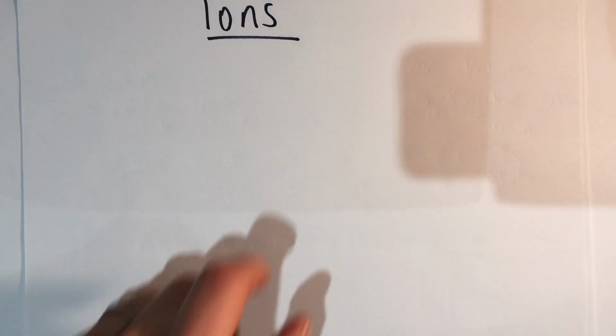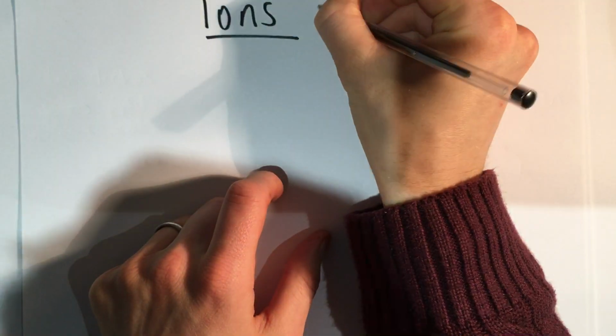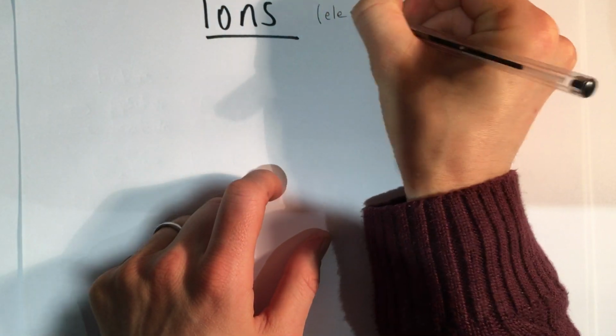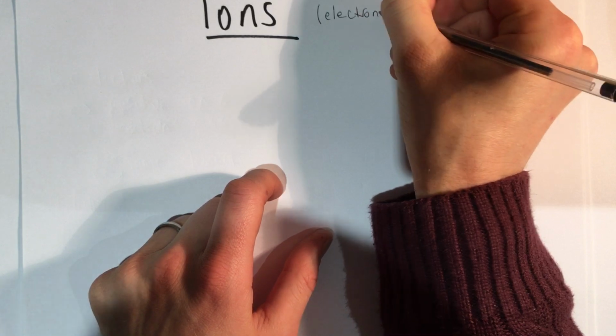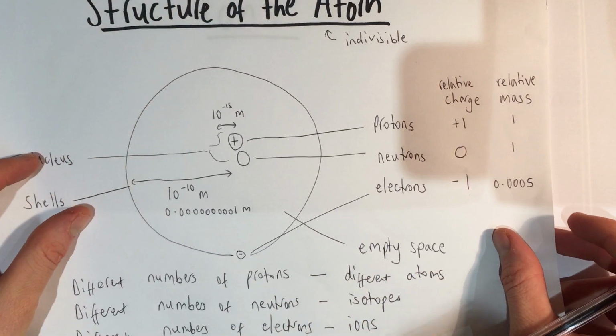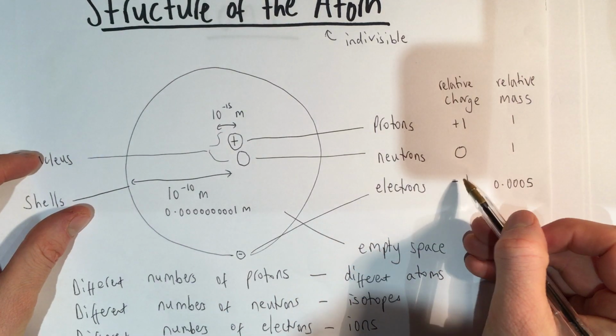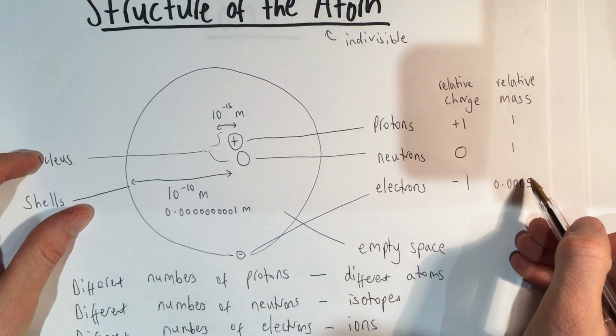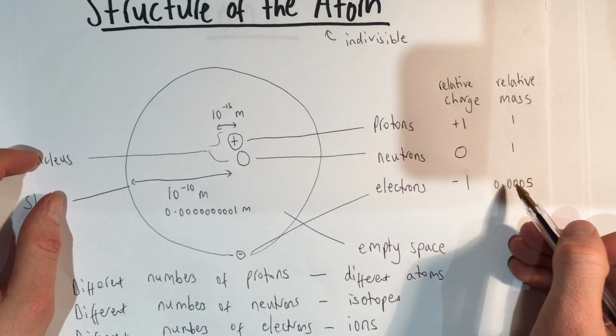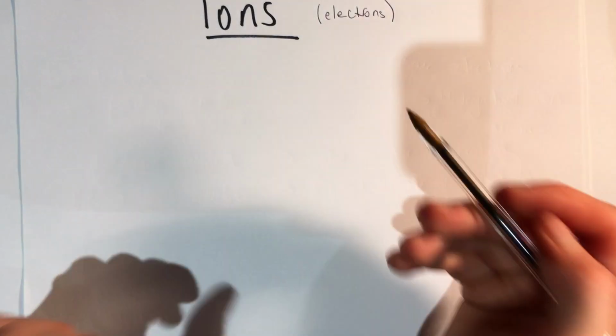We're going to look at ions in this video. Ions are a type of particle, and the different ions have to do with a different number of electrons. We know from a previous video that electrons have a relative charge of -1. They've got a charge, but their mass is pretty well zero. It's negligible. So this isn't going to affect the mass of the particle when they have a different number of electrons, but it will affect the charge.